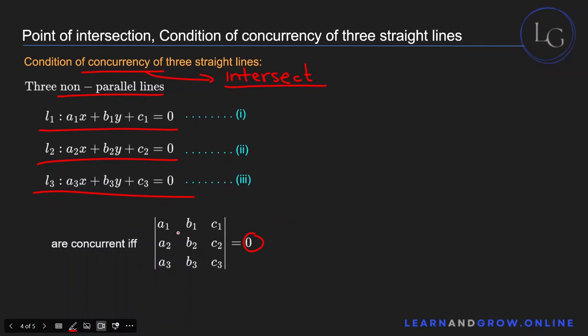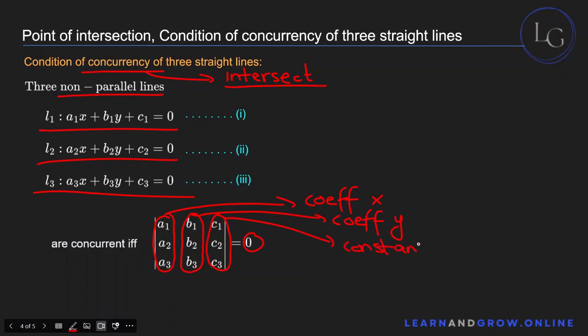So you'll draw a 3 by 3 matrix with the A values in one column, the B values in the second, and the C values in the third, right? And just to make it very clear, the A's are the coefficients of x, the B's are the coefficients of the y variables, and the C's are the remaining constants. Okay, so they'll not be coefficients of any variable, they'll just be constants. And the determinant of this 3 by 3 matrix must be equal to 0, and in that case the three lines will be concurrent.